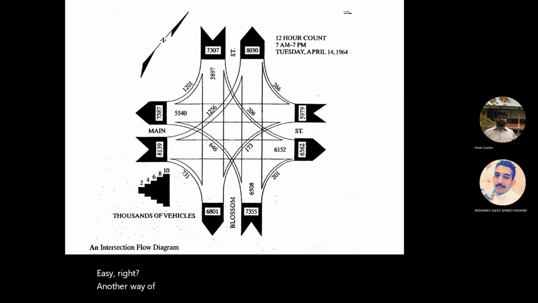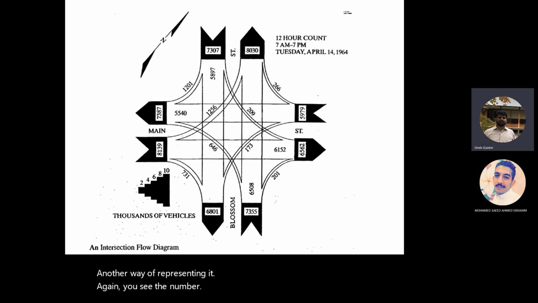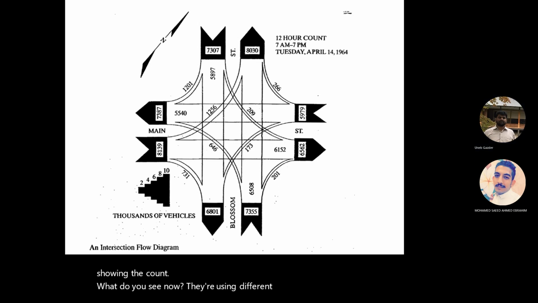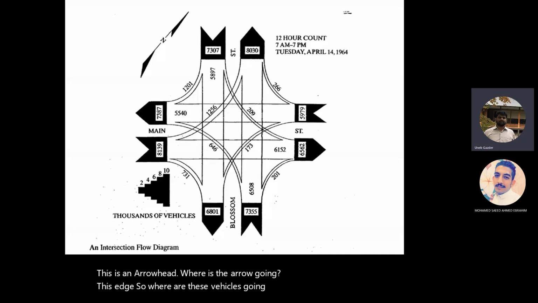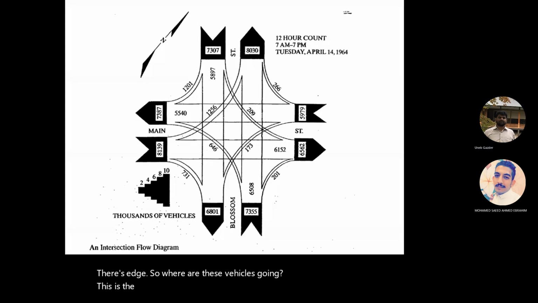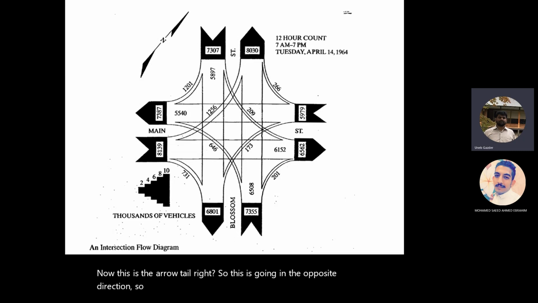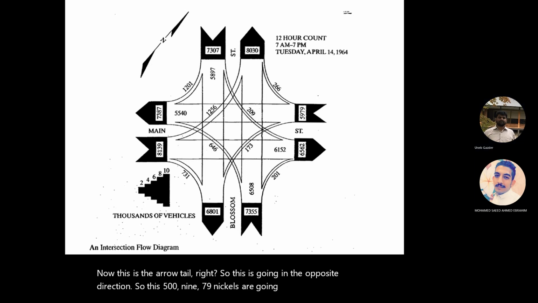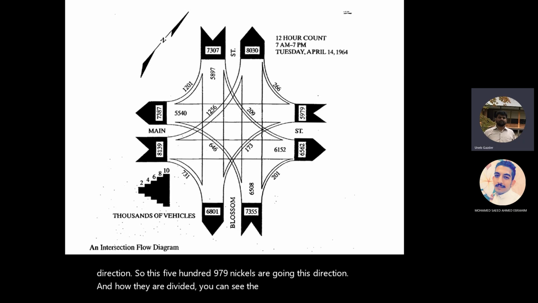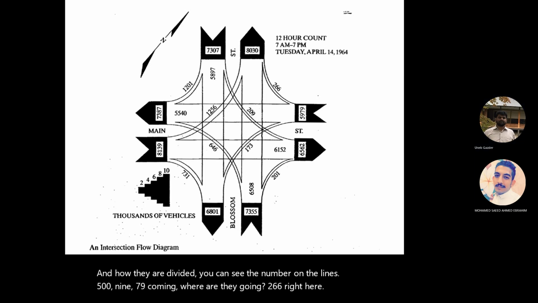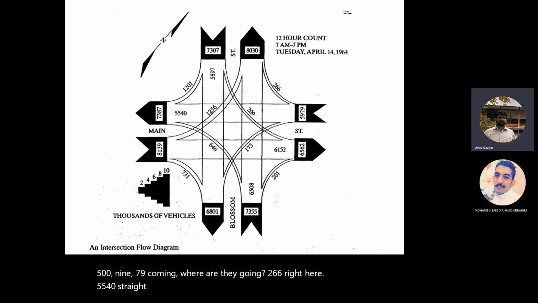That is the way of representing it. Again, you see the number and you see the lines, right? Lines are showing the direction, number is showing the count. But now they are using different symbols. This is an arrowhead. Where is the arrow going? This direction. So where are these vehicles going? This direction. Now this is an arrow tail, so it's going in the opposite direction. So these 979 vehicles are going this direction. And how are they divided? You can see the number on the lines. 979 coming. Where are they going? 266 right turn, 540 straight, 173 left turn. Okay, so it's a bit more congested than the previous diagram, but this is how it works.